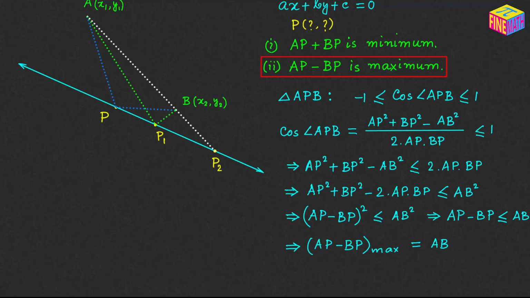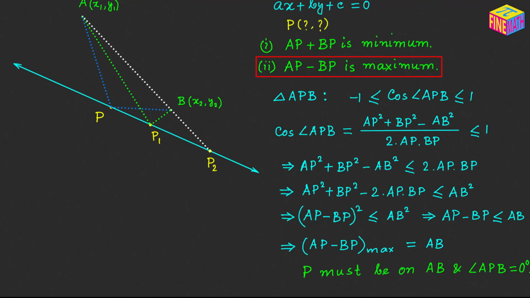Now when angle APB becomes 0 degree, how is it going to look then? Well, P will be on the same straight line as AB. So if we join AB and extend that, it is going to intersect the original given straight line, and that point of intersection will be the most suitable location of P, where AP minus BP will attain the maximum value. So here I have noted that P must be on the line AB and angle APB has to be 0 degree. That is when AP minus BP will become the maximum value.